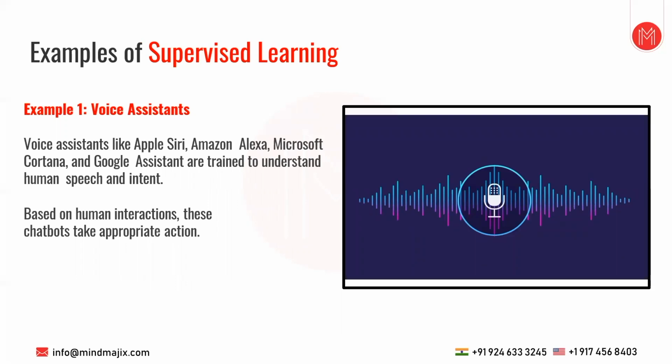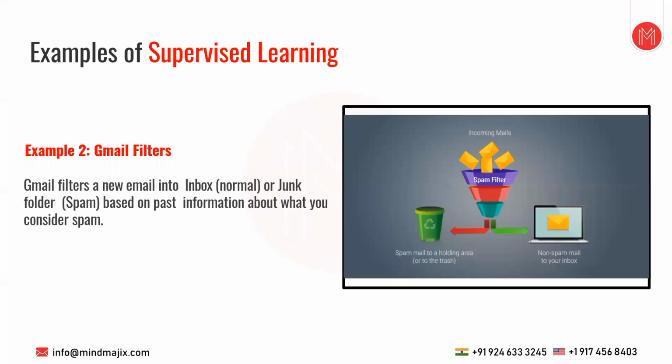Let's talk about example number two, Gmail filters. Gmail filters a new email into the inbox, as normal, or into the junk folder. It is called spam based on past information about what you consider spam. Sometimes some companies share mail with you, and you can consider that mail spam. But if your colleague shares a mail that you consider not spam, just a normal thing, it's not spam, so it will come into the inbox.